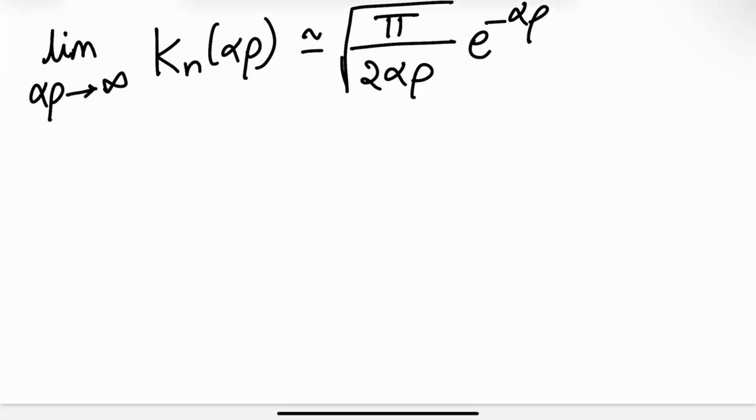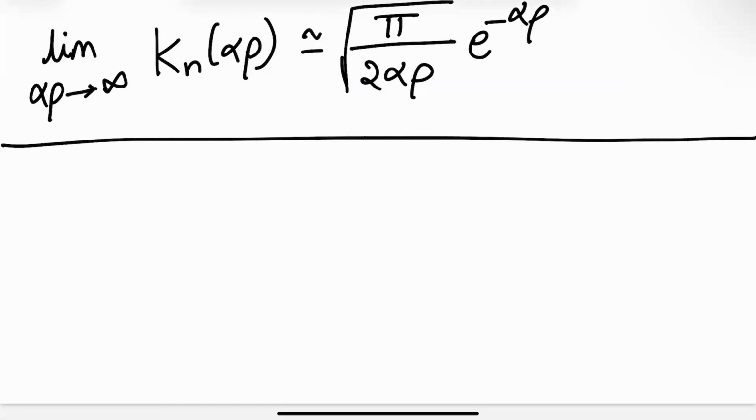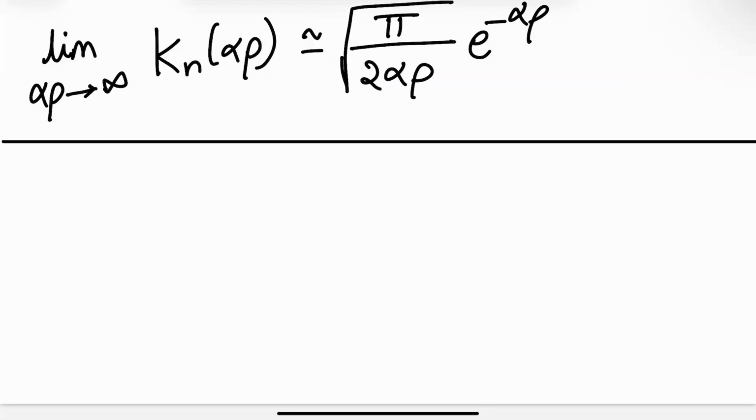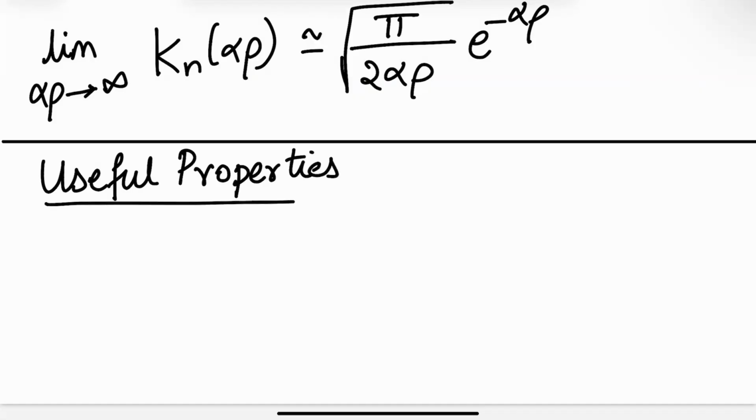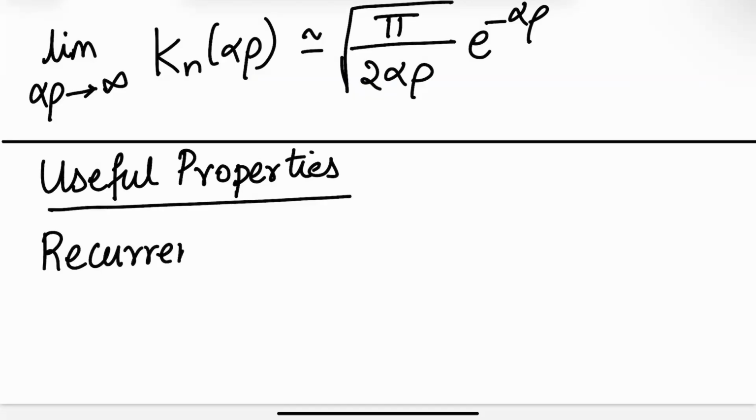So now we want to look at some useful properties of these Bessel functions, which make them actually unique compared to trigonometric functions, which don't usually have these kinds of properties. So these properties actually have many nice implications, which we will see later, but we want to first list out what these properties are. Okay, so the first is what is called recurrence relations.